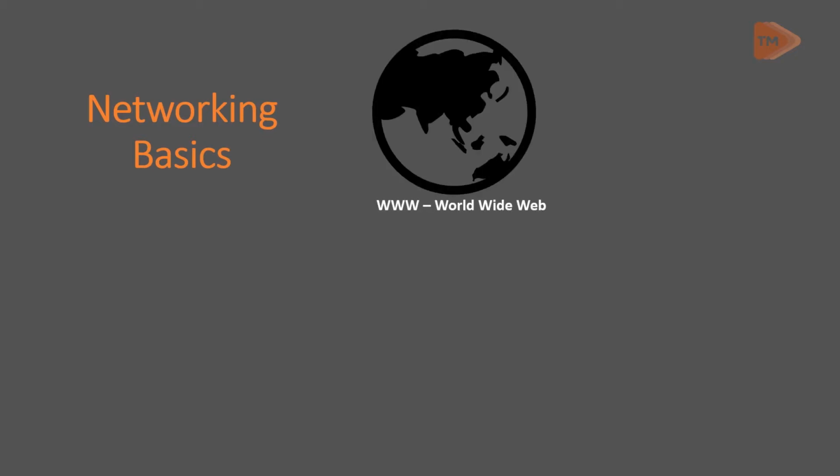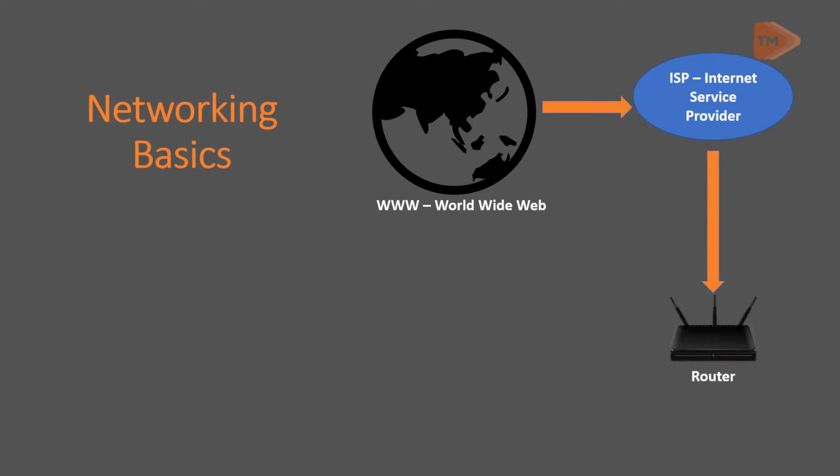Whenever we try to connect to the World Wide Web, the internet, we do that through an ISP, or Internet Service Provider. From the ISP, you have a particular IP that is given to you. That would be your public IP. If you type "what's my IP" in your URL, you will get your public IP, which is visible to everyone.